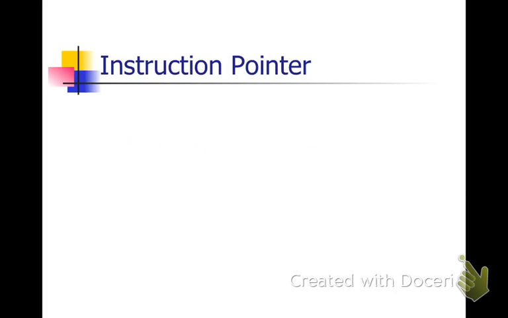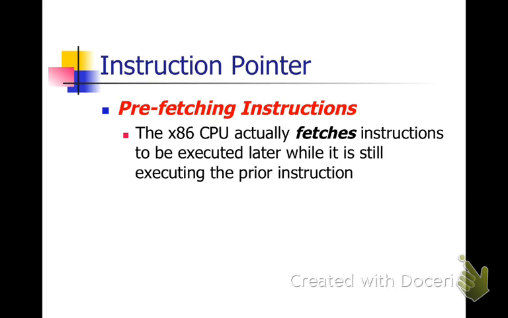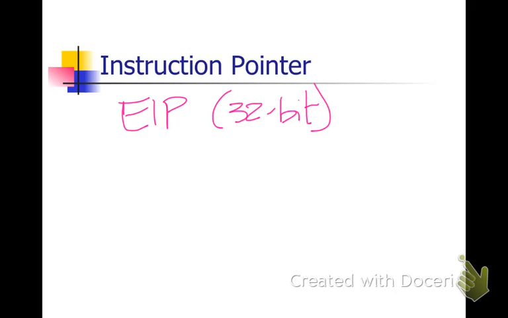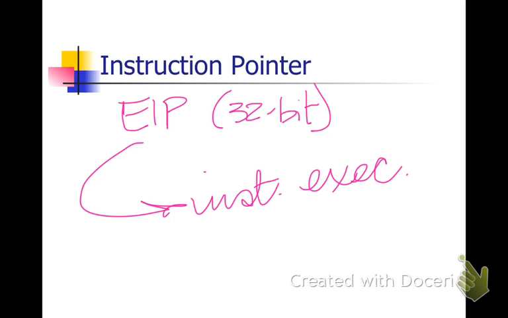Okay, instruction pointer. The instruction pointer is also a 32-bit register called EIP. So again, 32-bit. It holds the address of the next instruction to be executed. Now, I kind of peeked ahead and let you see some of the things that we're going to be talking about because, again, this is critical in the instruction execution cycle, which is what we're going to be dealing with all semester.